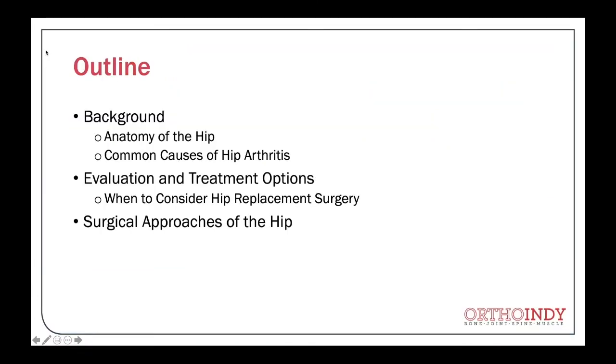All right, so just a brief overview. We'll talk a little bit about the anatomy of the hip and common causes of hip arthritis, I should say. We'll go over the initial evaluation and treatment options for hip arthritis, and then when is it time to consider hip replacement surgery. And then lastly, we'll talk about surgical approaches of the hip.